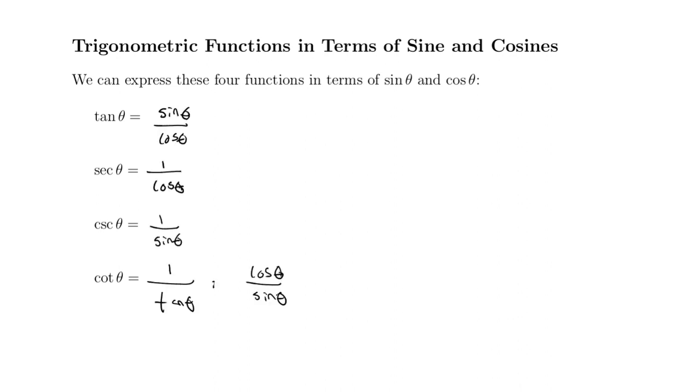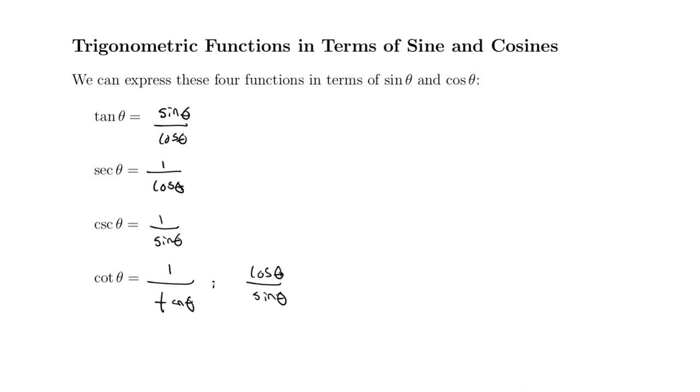And here they are. The tangent function we can write as the sine function over the cosine function. And the secant function is really the reciprocal of the cosine function. The cosecant function is really the reciprocal of the sine function. And the cotangent function is really the reciprocal of the tangent function. So we can just flip that sine and cosine ratio upside down and get cosine theta over sine theta. All right, no big deal.